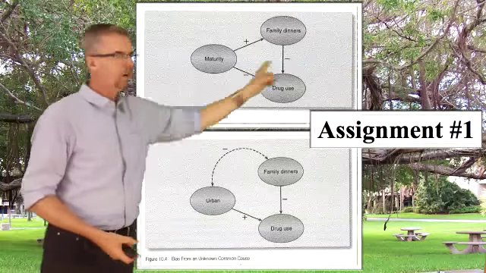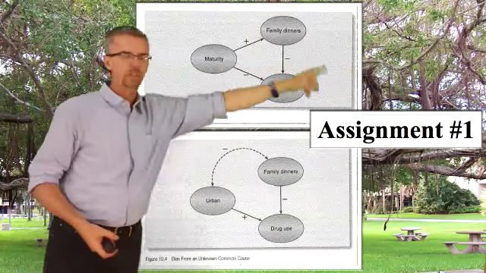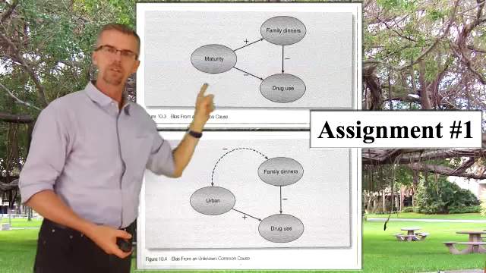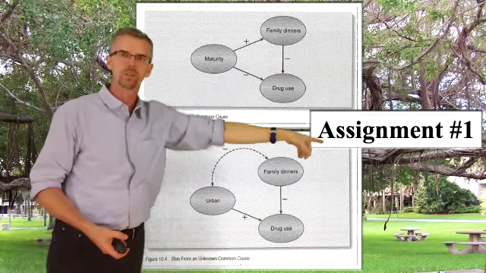But if it's biased from a common cause, then all three have an interplay with each other, and so they are all dependent on each other, the maturity and the family dinners and the drug use.